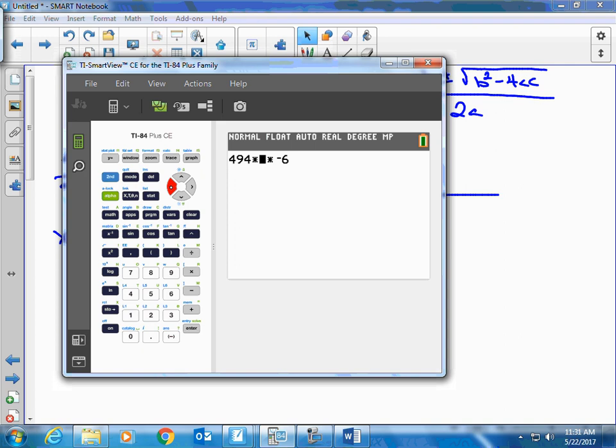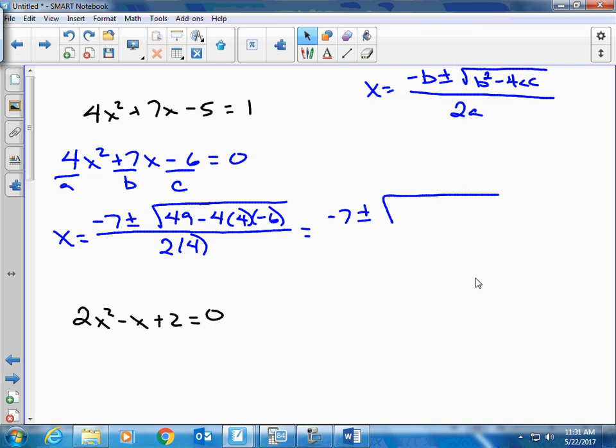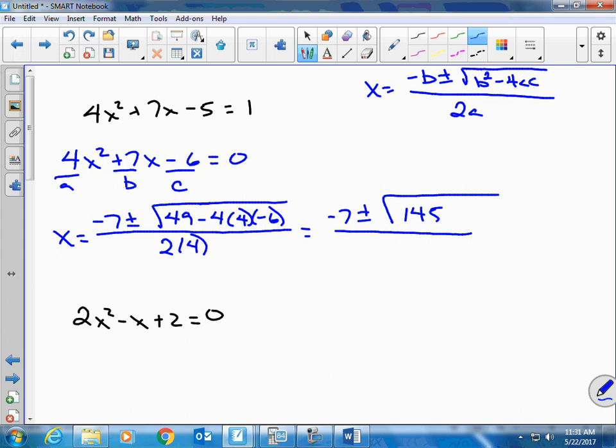And my fingers missed the minus. Still missed the minus. There we go. 49 minus 4 times a negative 6. And do make sure you look at your expression before you hit enter. What is underneath the radical is 145, all over 2 times 4, which is 8.